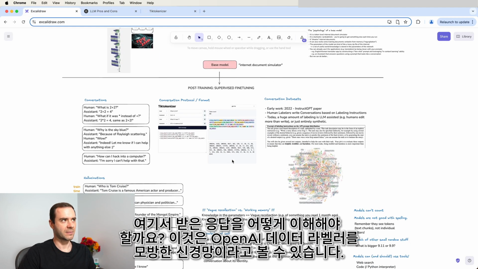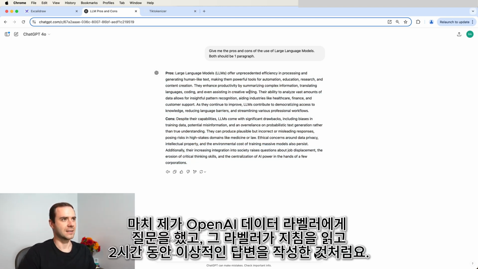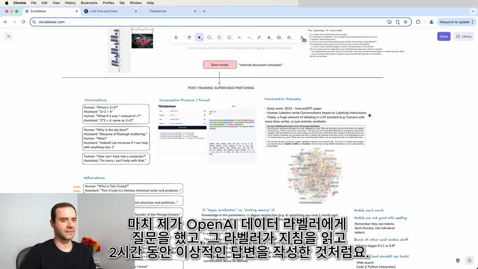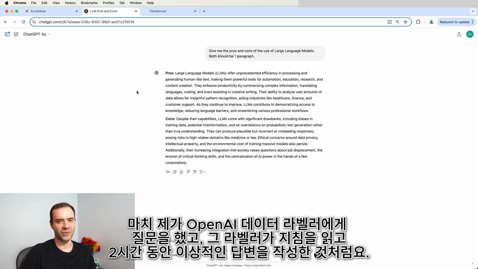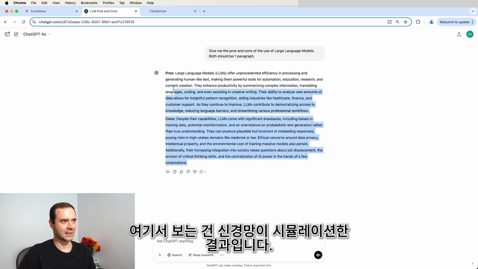So what is the way to think about what came back here? Like, what is this? Well, I think the right way to think about it is that this is the neural network simulation of a data labeler at OpenAI. So it's as if I gave this query to a data labeler at OpenAI, and this data labeler first reads all of the labeling instructions from OpenAI, and then spends 2 hours writing up the ideal assistant response to this query and giving it to me. Now, we're not actually doing that, right? Because we didn't wait 2 hours. So what we're getting here is a neural network simulation of that process.